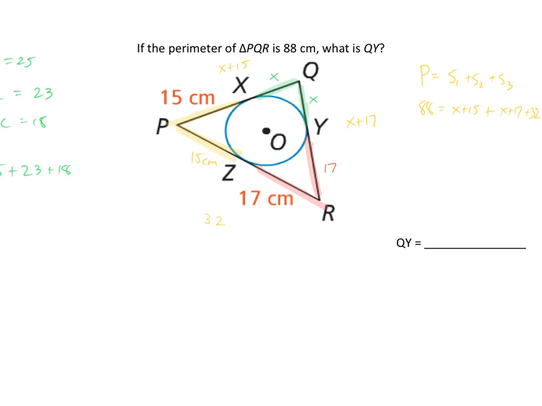Combining my like terms, 15 plus 17 plus 32, I get 64. So 88 equals 64 plus 2x. Subtracting the 64 from both sides, we get that 2x is equal to 24. You divide both sides by 2, and 12 is x. So QY is 12 units long.